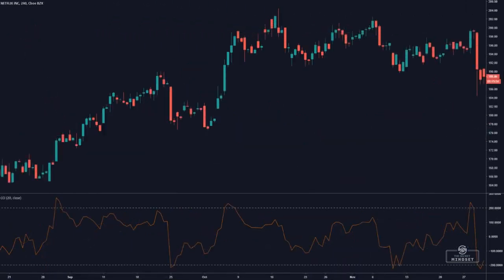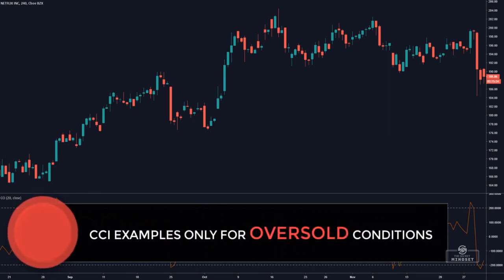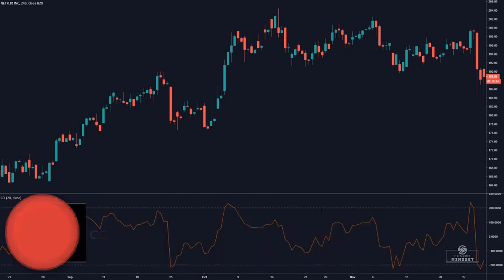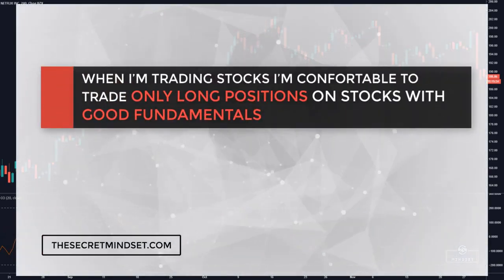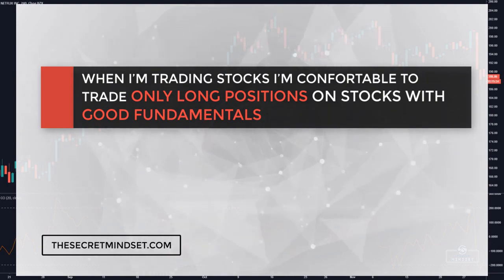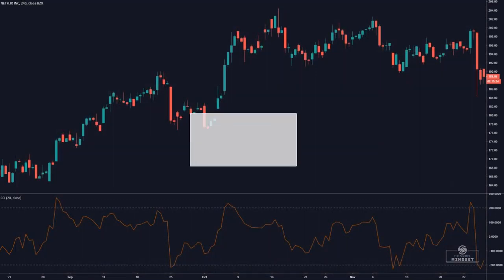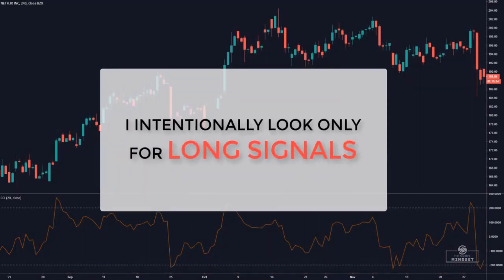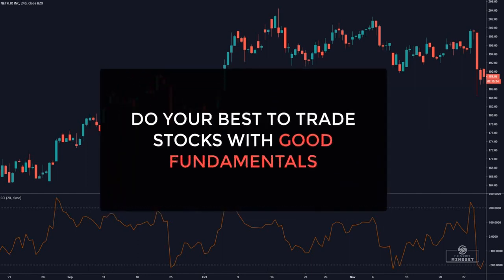By now, I'm sure you noticed that I only showed examples with the CCI in oversold conditions, and none of the examples were on the overbought side. This is because when I'm trading stocks, I'm comfortable trading only long positions on stocks with good fundamentals, mainly dividend stocks or growth stocks, so I intentionally look only for long signals. To increase your chances when trading this strategy, it's good to have fundamentals on your side.